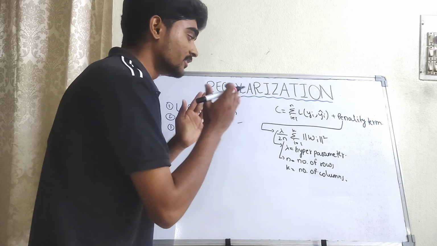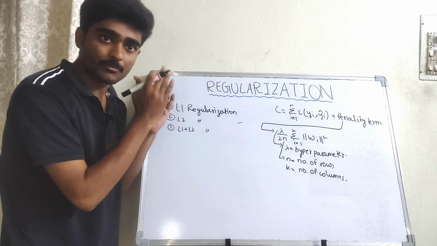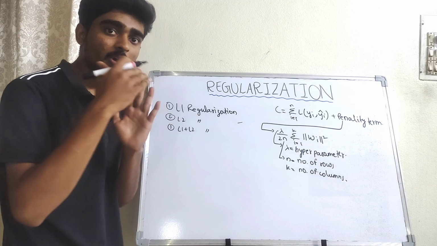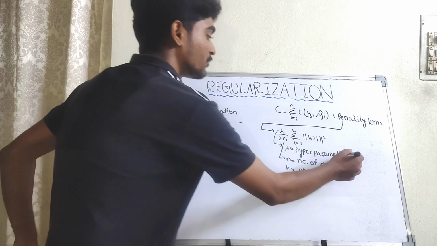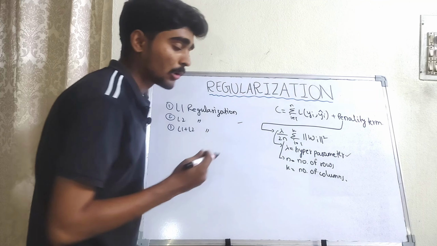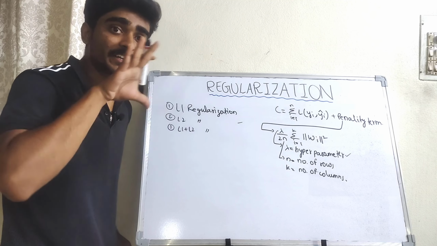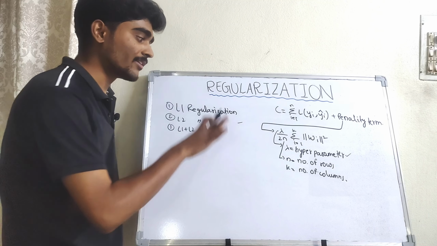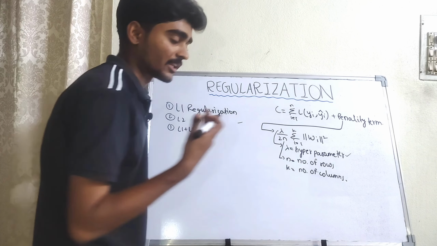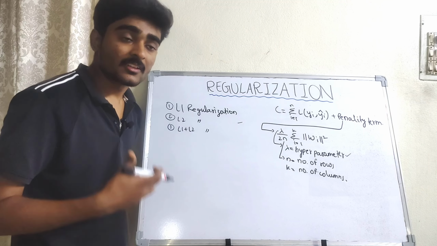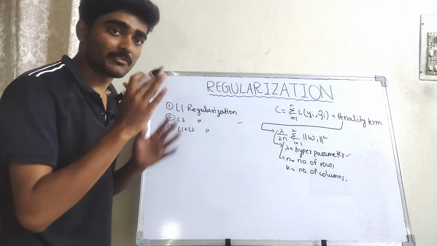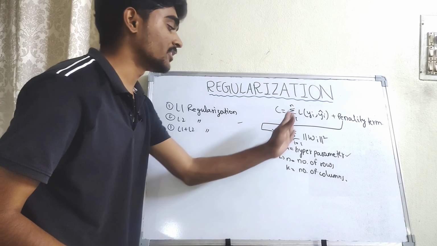So the lambda value must be anything from 0 to some higher numerical value. This is basically the meaning of lambda. Now, n is the number of rows in the entire data set, and k is nothing but the number of columns, that is the total number of features in my data. If I have 10 features in my data, then the k value is nothing but 10.